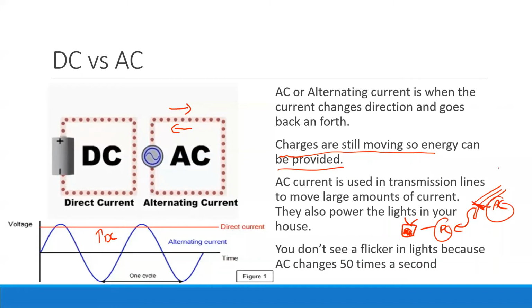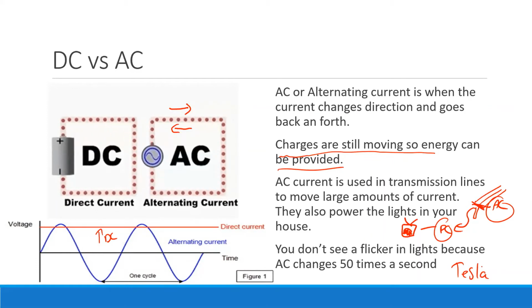And for those of you who want to know, AC was the brainchild of Tesla. This is why Tesla and Edison got in a lot of arguments, because they were trying to argue which one they thought was better. But ultimately, they're both good. They're used at different times. They're good for different situations.